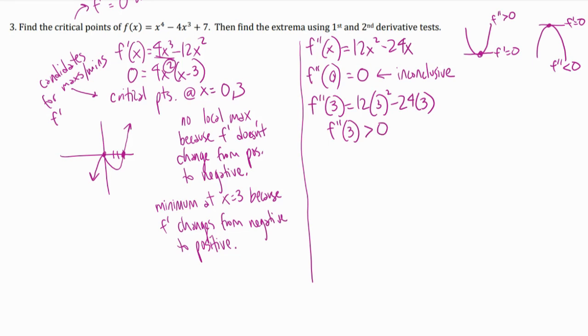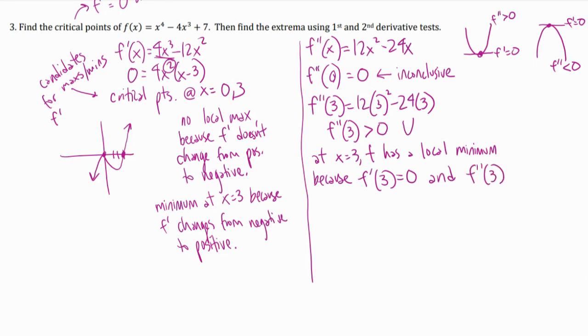So what this tells me is at x equals 3, f has a local, and then just think, okay, my second derivative is greater than 0. That means my function is concave up. So we would say at x equals 3, f has a local minimum because, and for the second derivative test you have to use both parts, because f prime is equal to 0, and f double prime of 3 is greater than 0.